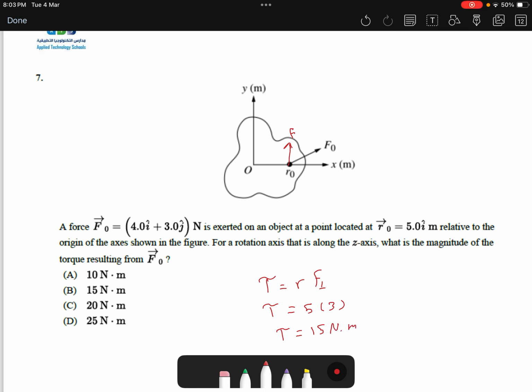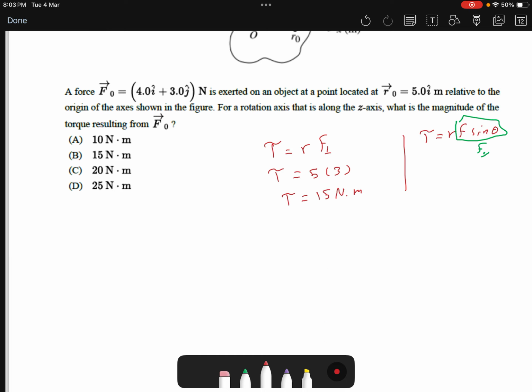Where did this come from? Actually, we know that tau equals R F sine theta. F sine theta is the y component of F. That's why we used the y component. So the answer is 15 Newton meters.